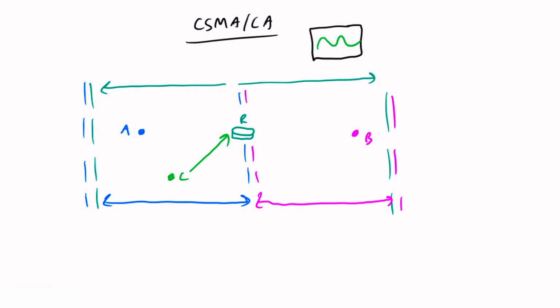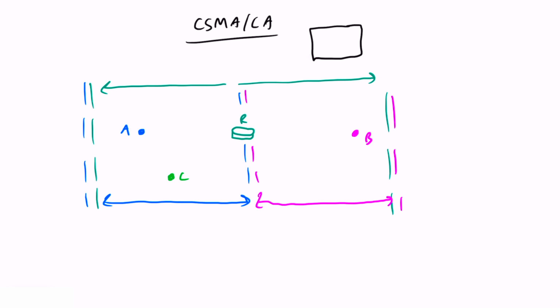And now R can read C's data. So as you can see here, this is how CSMA-CA helps us, but only if our nodes are within range of one another. They can sense each other. Let's take a look at how CSMA-CA does not help us with the hidden node problem.